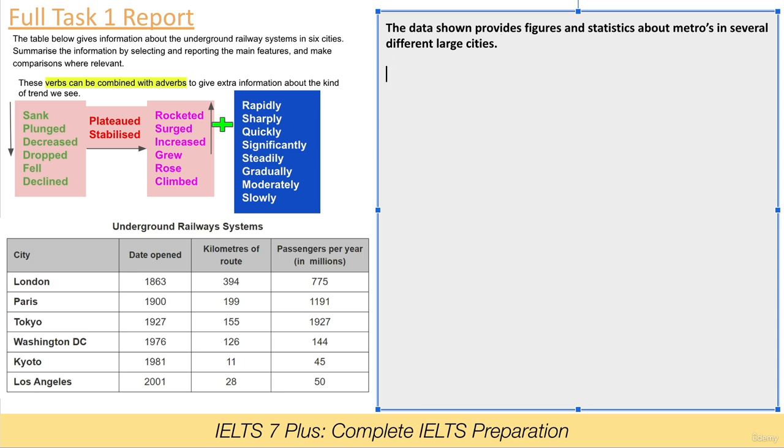Okay, so we don't need to paraphrase every word. We just need to give a general paraphrase as much as we can.